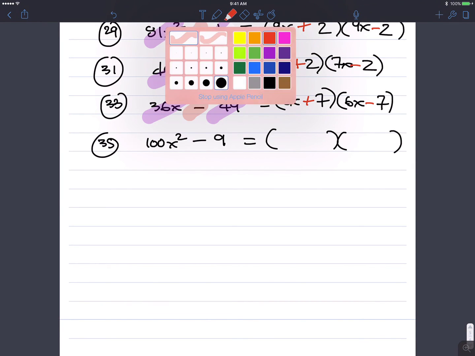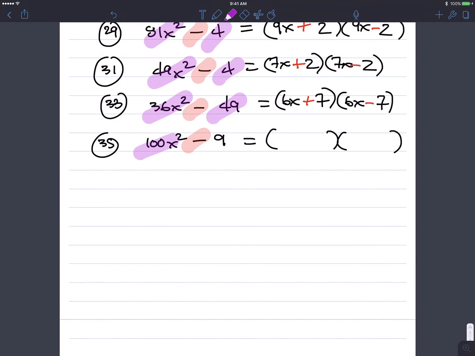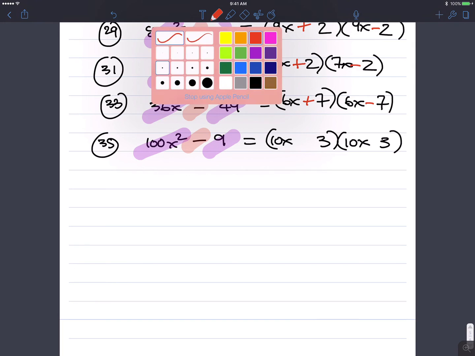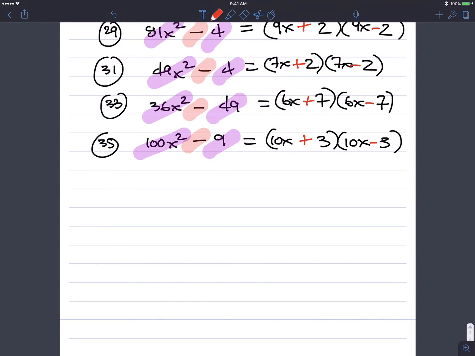You say, I do have a difference. And I do have a perfect square like 100x squared and 9. But what are the bases? For 100, what's the base? 10, good. For x squared, what's the base? x. So this is really 10x. For 9, you got a base of 3. And again, your signs are going to be plus and minus. This is not so bad.